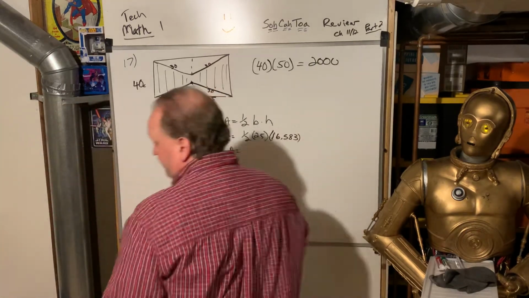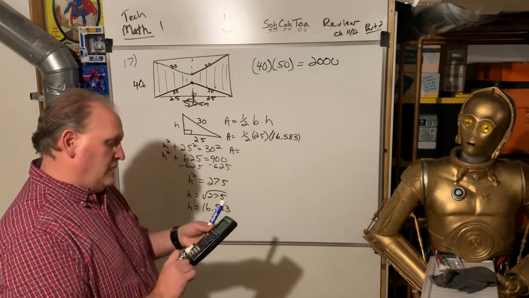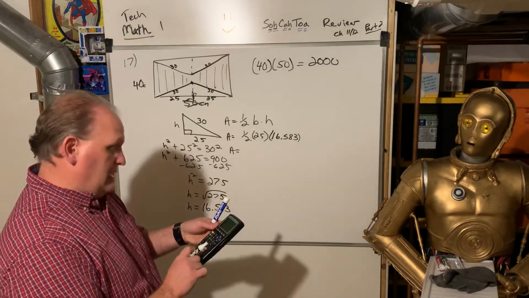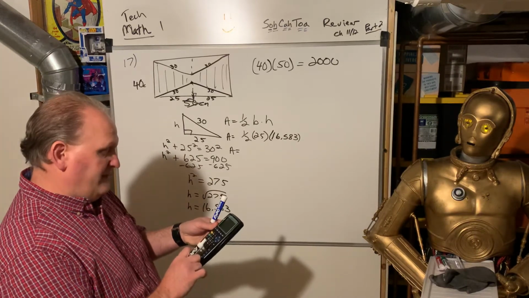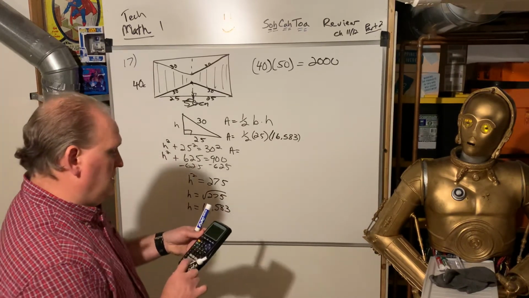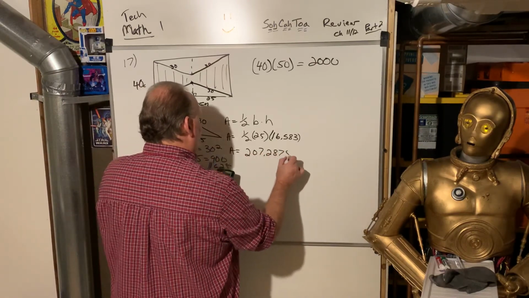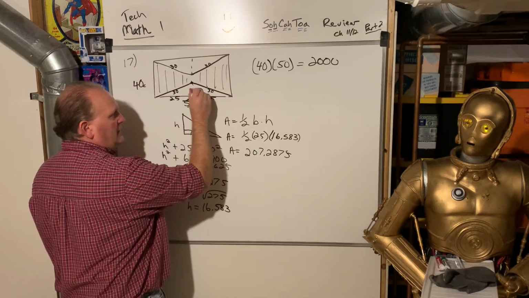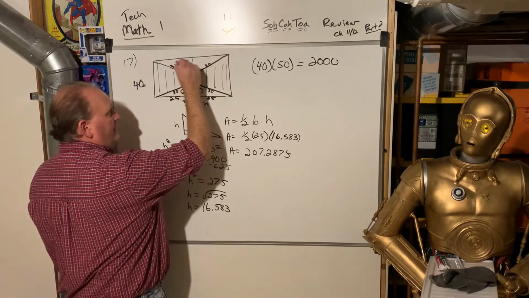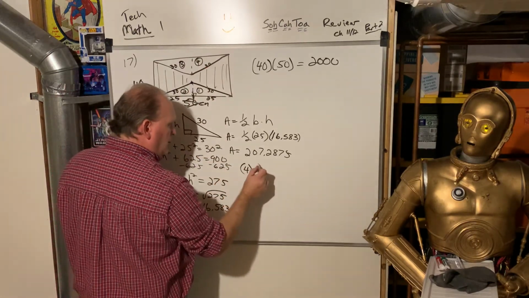So wait, I don't think I found it individually. I'll find it individually for your notes here. So it is 0.5 times 25 times 16.583. That is 207.2875. But that's just this area. So we've got 1, 2, 3, 4 identical areas. So we're going to take this times 4.